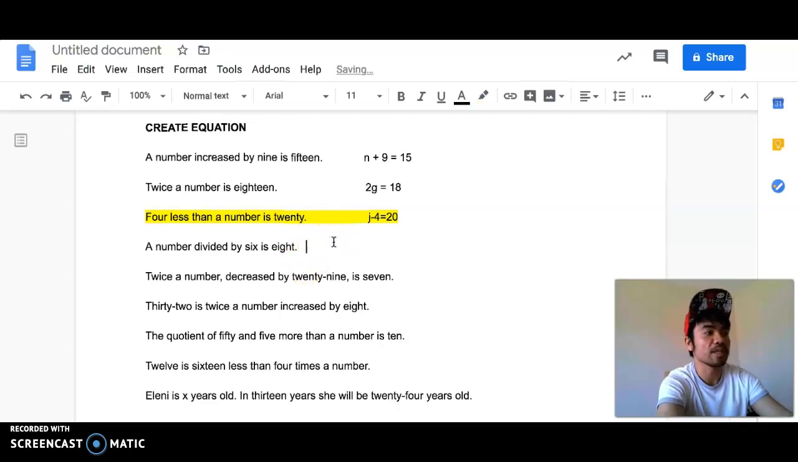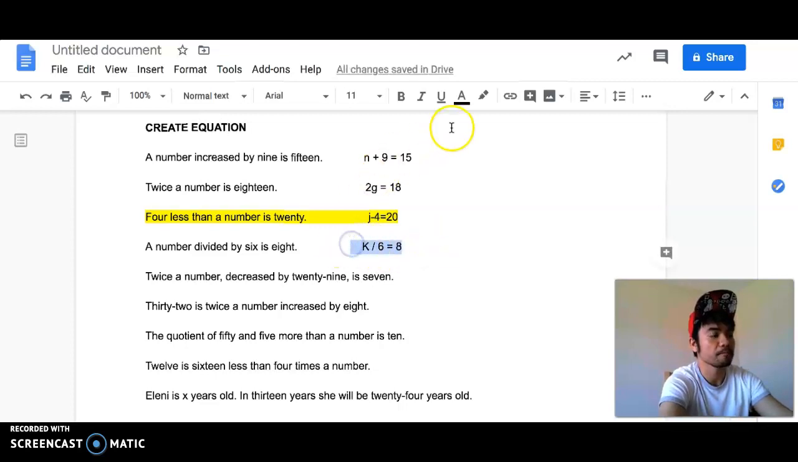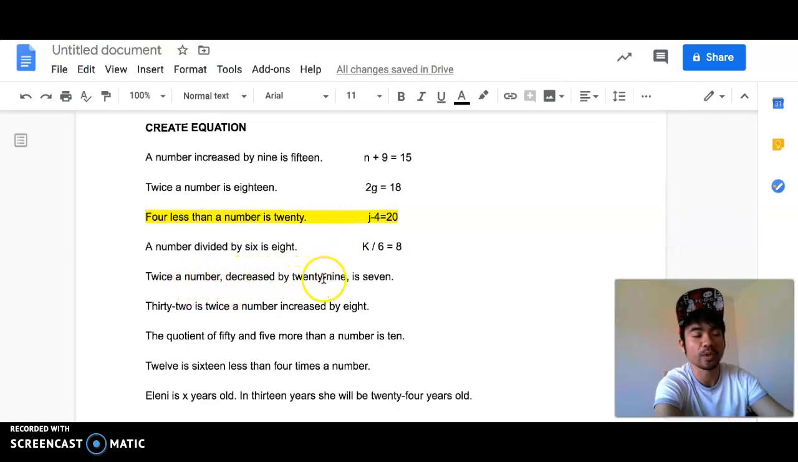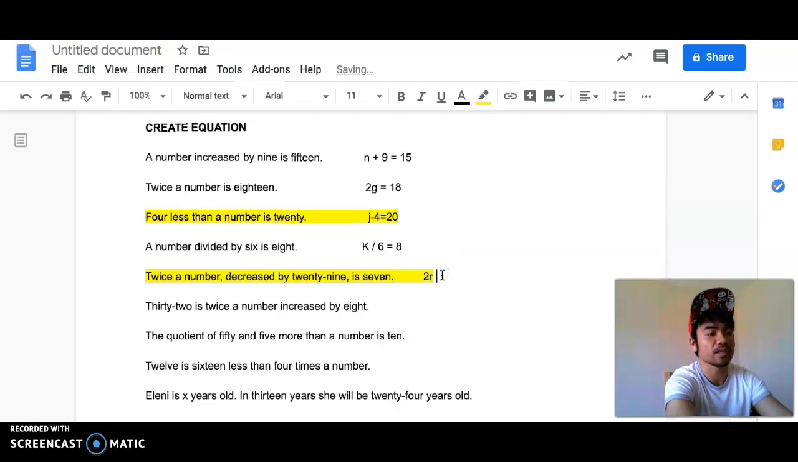Okay, this one, a number divided by 6 is 8. So a number divided by 6 equals 8. And so on. Okay, this one, twice a number decreased by 29 is 7. So this one, you need to actually pay attention to this one. So it says here, twice a number. So 2r decreased by 29. So minus 29 gets me 7. Okay? Again, just pause if you need to work this out first before listening to me.